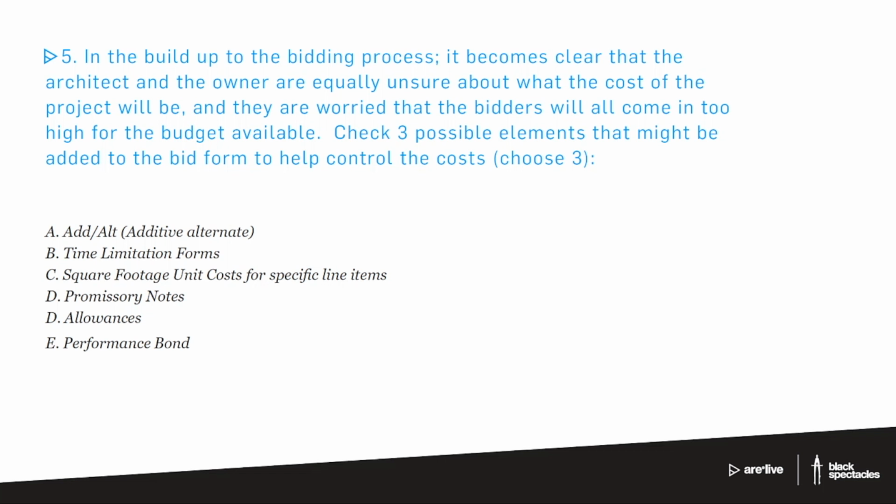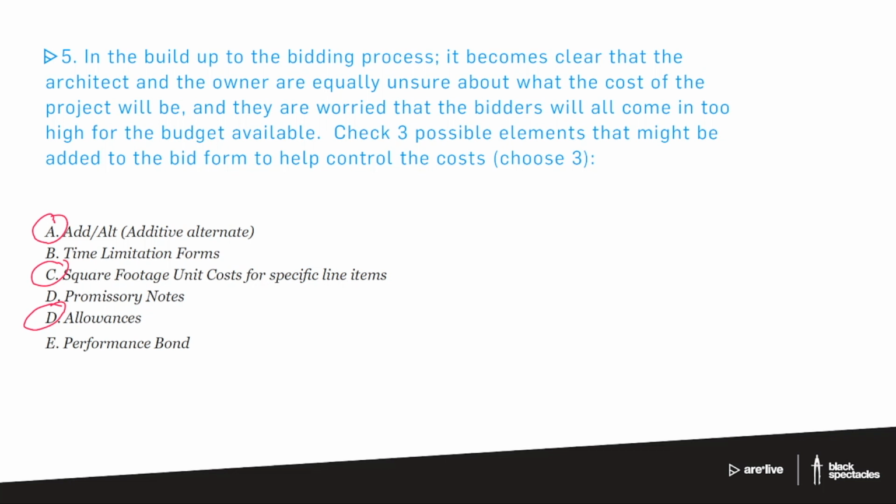Check three possible elements that might be added to the bid form to help control the costs. So what could you put in the bid form to make your life better for when all the bids come in too high, so that you have the ability to sort of carve the project out of it? And the answers are going to be, we have an answer for A is going to be a correct answer. C is a correct answer. D is a correct answer.